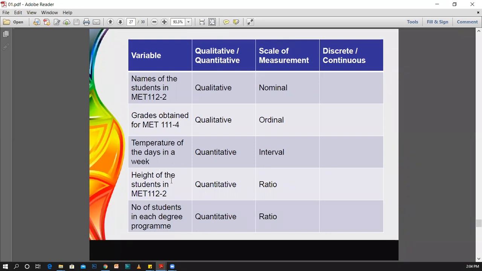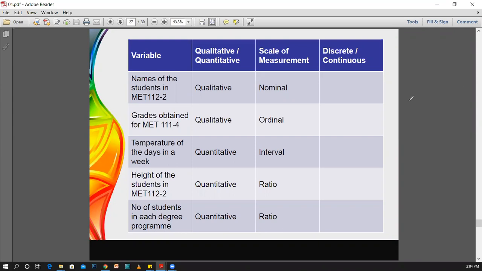Then height of a student. Again, if you are considering any two consecutive centimeters, then there would be infinitely many values. Therefore it is also categorized under continuous. Then number of students. If you are considering student number as 2 and 3, then in between 2 and 3 there cannot be any student, there cannot be half of a student.